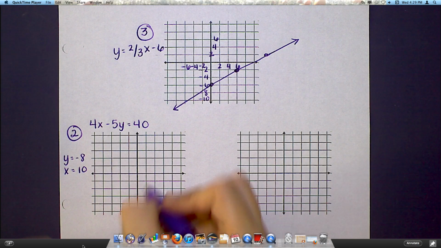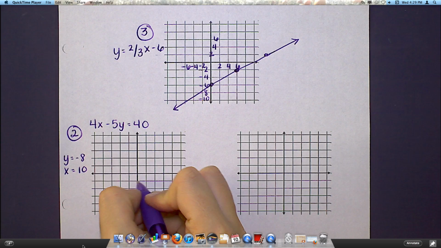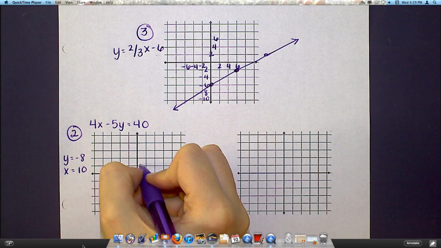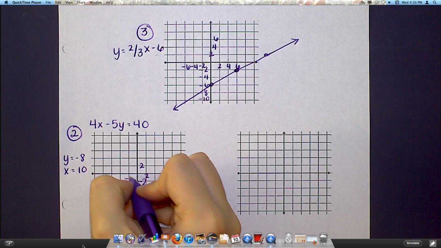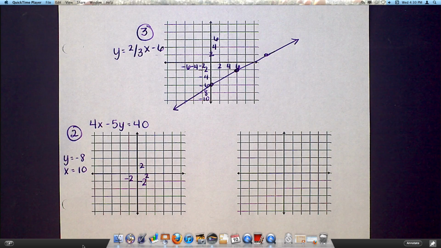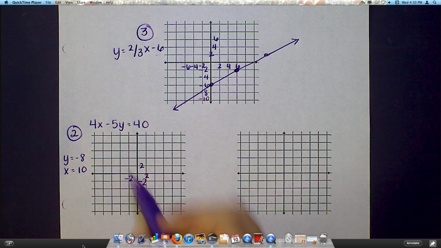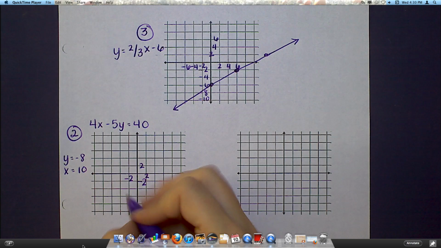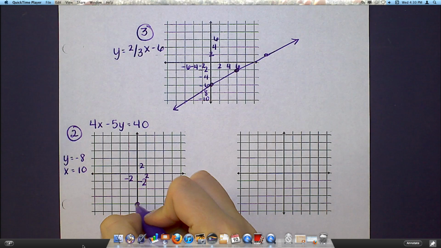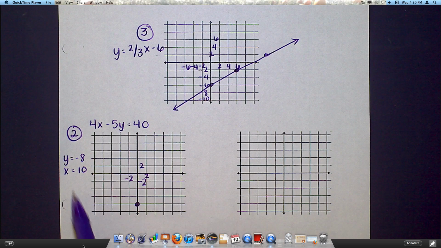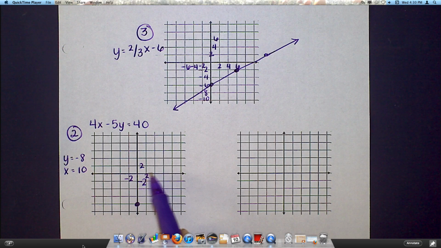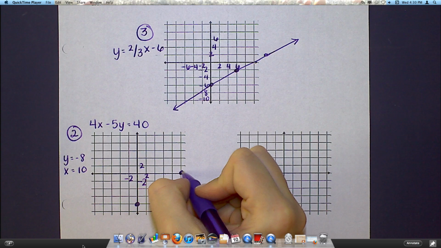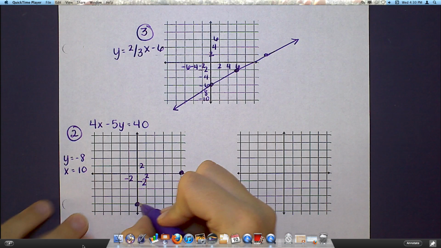I'm going to count by 2's again. Okay, so this is -2, this would be +2, +2, this would be -2. Just to give you an idea. So if I want y to be -8, I would go down 2, 4, 6, 8. There's -8. My x-intercept is +10, so 2, 4, 6, 8, 10. Just barely get that in there. Okay. And I would draw my line.